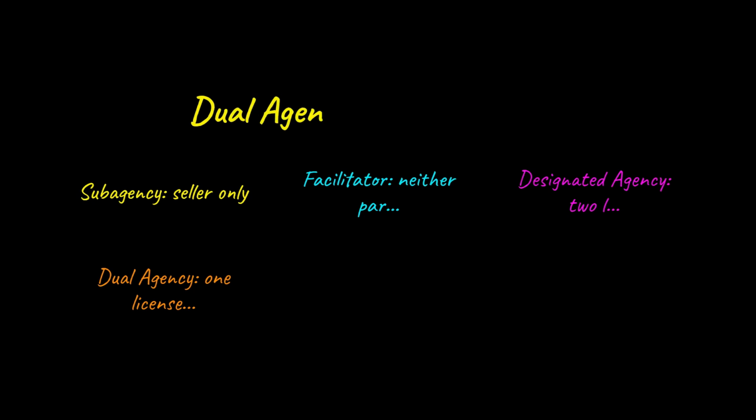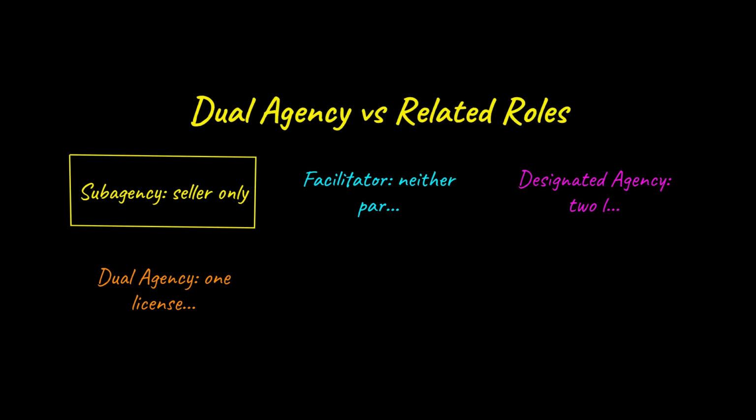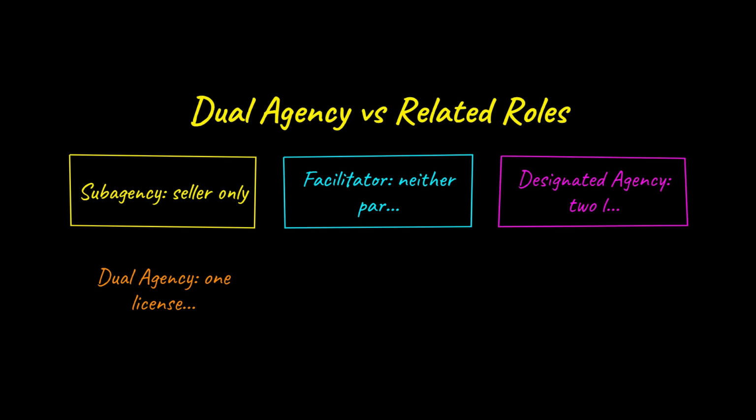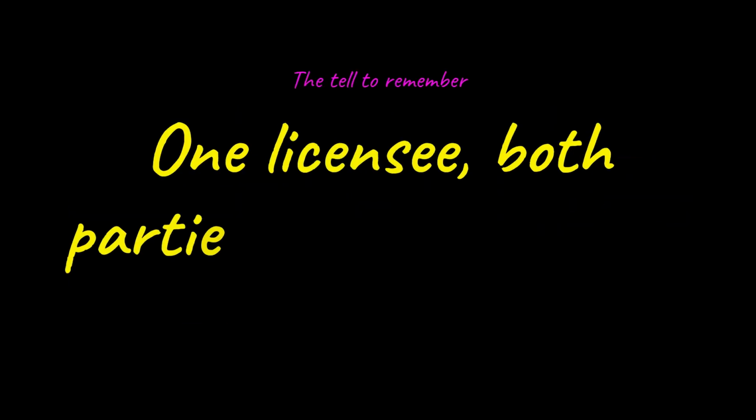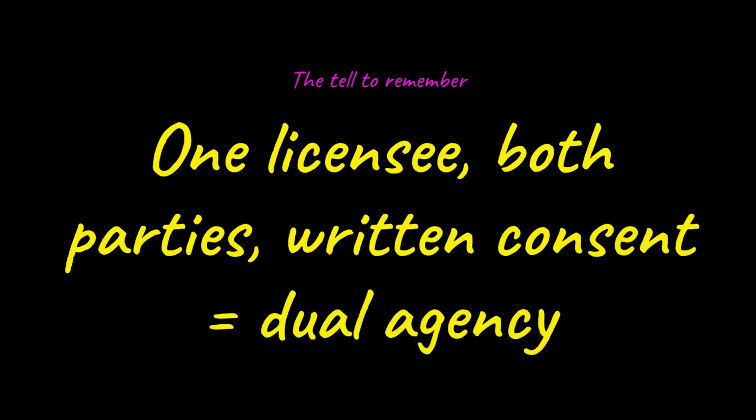That single point of loyalty is exactly what forces the agent into a neutral, impartial role instead of an advocate for either party. Don't confuse dual agency with its neighbors. Subagency represents only the seller. A facilitator represents neither party. Designated agency uses two separate licensees for full individual representation, and dual agency alone puts one licensee on both sides. Remember the tell: one licensee, both parties, and written consent. That combination means dual agency.